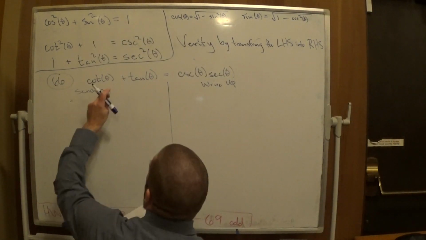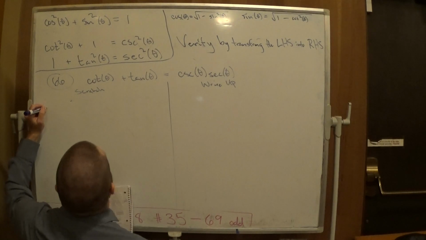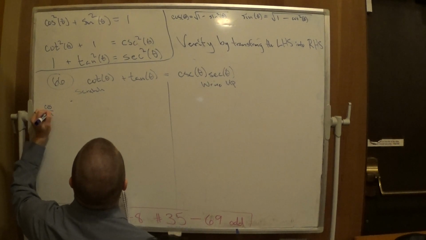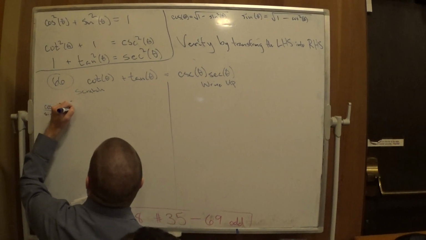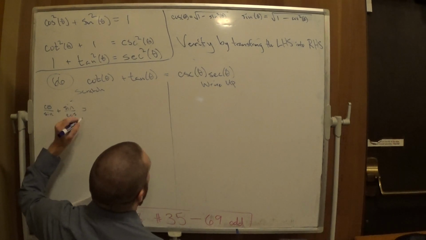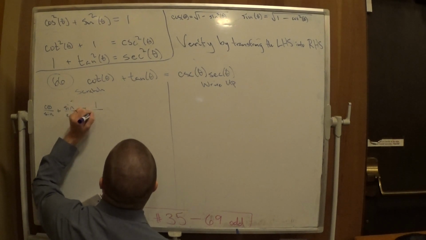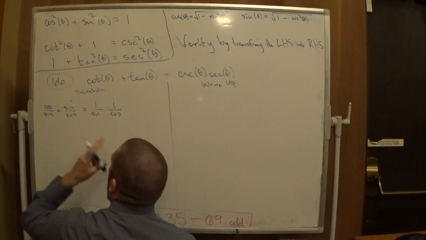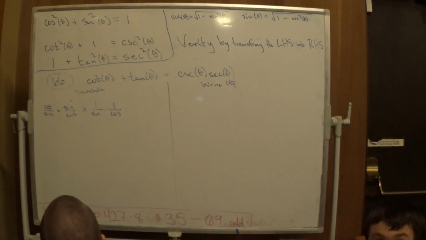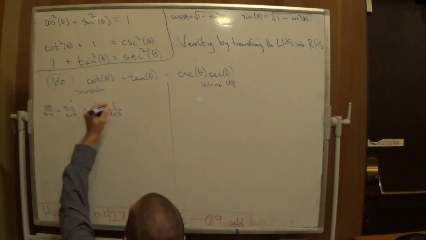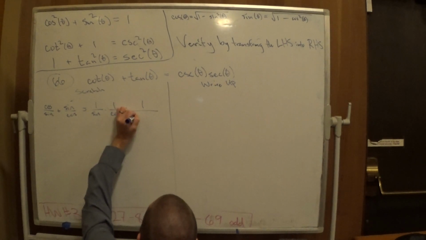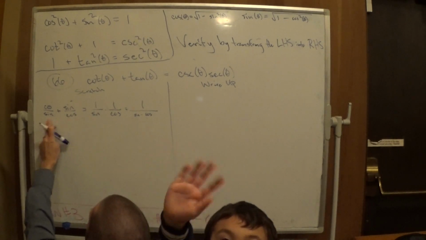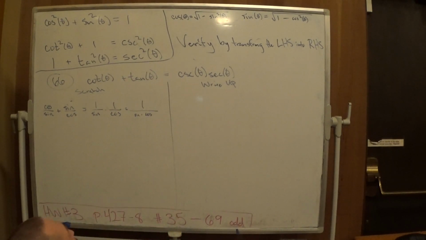I'm just going to start by rewriting this entire thing in terms of just sines and cosines. So cotan is cosine over sine plus tan is sine over cosine. That equals cosecant is 1 over sine times secant is 1 over cosine. Now here's something I notice. You'd say, well, wait a minute, that's actually the same thing as just 1 over sine times cosine. And that's, if I were to get a common denominator, what that common denominator happens to be.